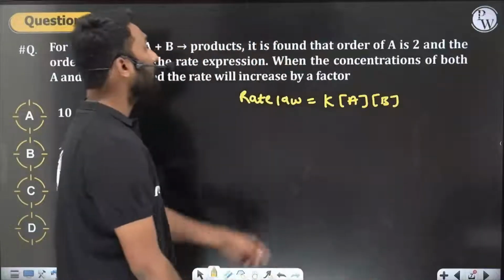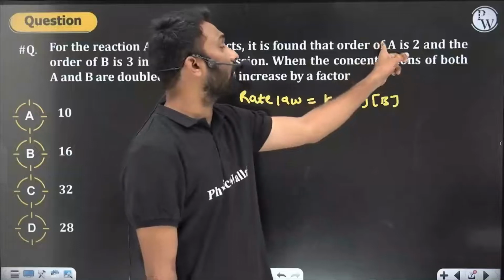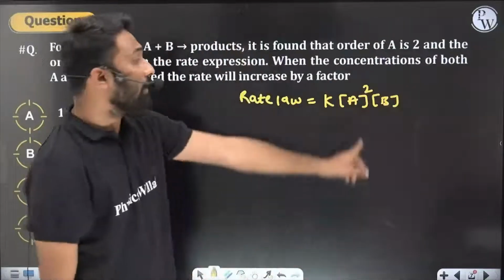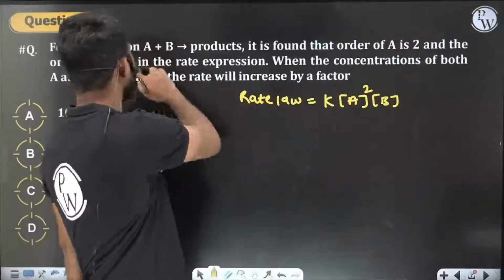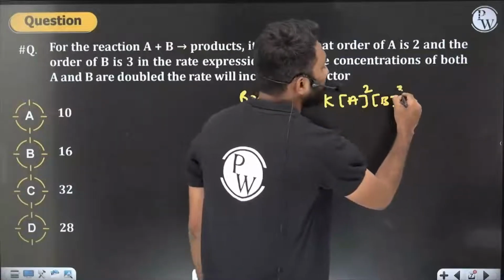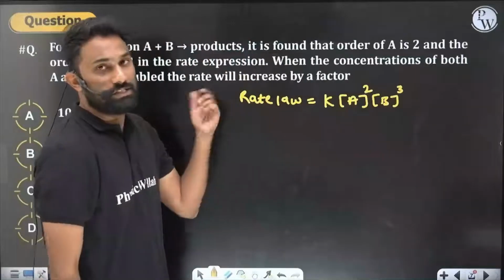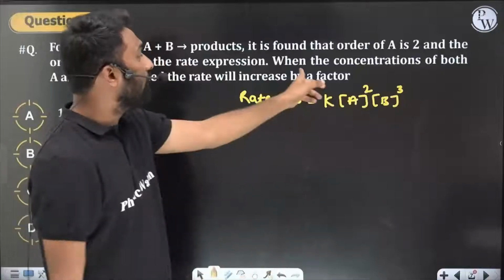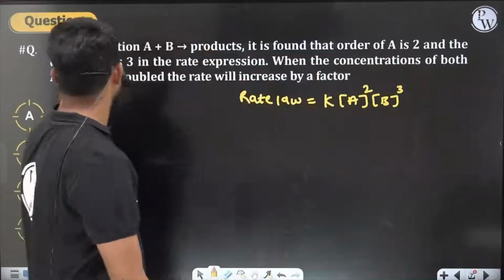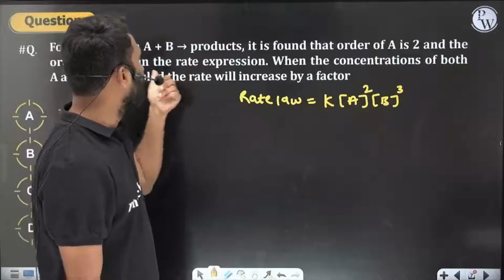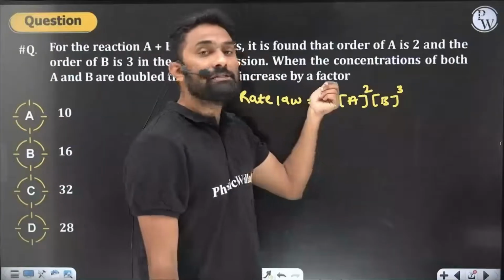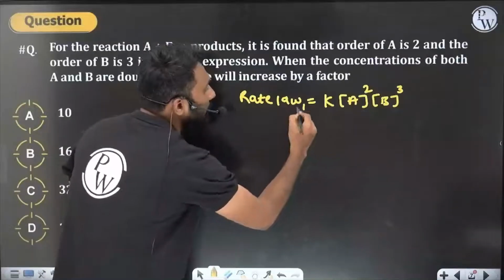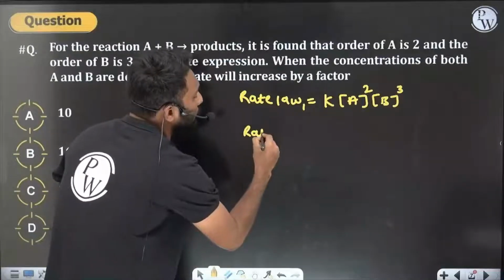Now here it is found that order of A is 2. Now with respect to A, order is 2. Now with respect to B, order is 3. Okay, this is the first rate law. Next, when the concentration of both A and B are doubled, then the rate law will be increased by a factor. Next, look at the rate law. This is rate law 1. Next take rate law 2.